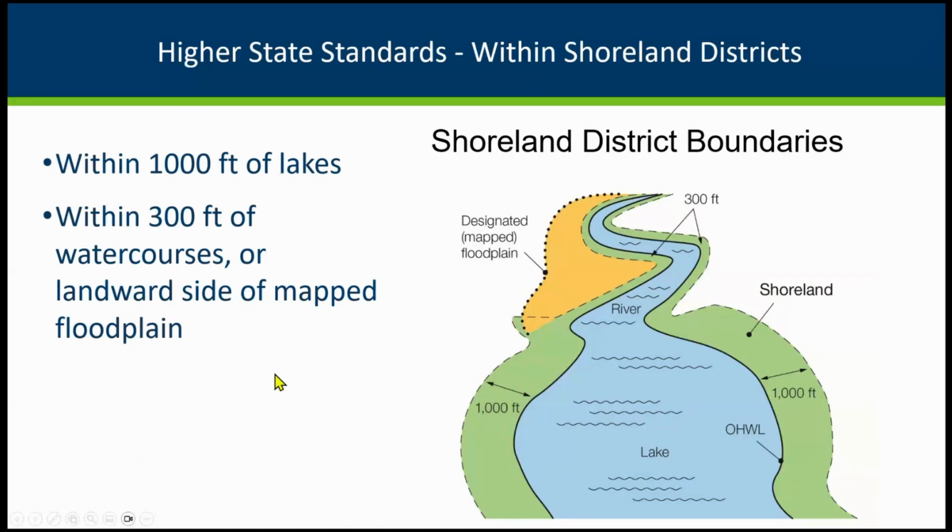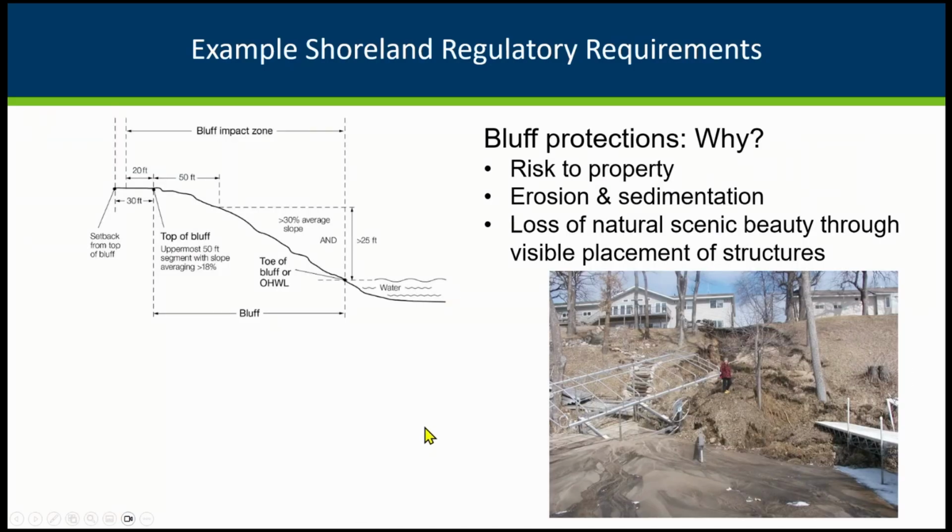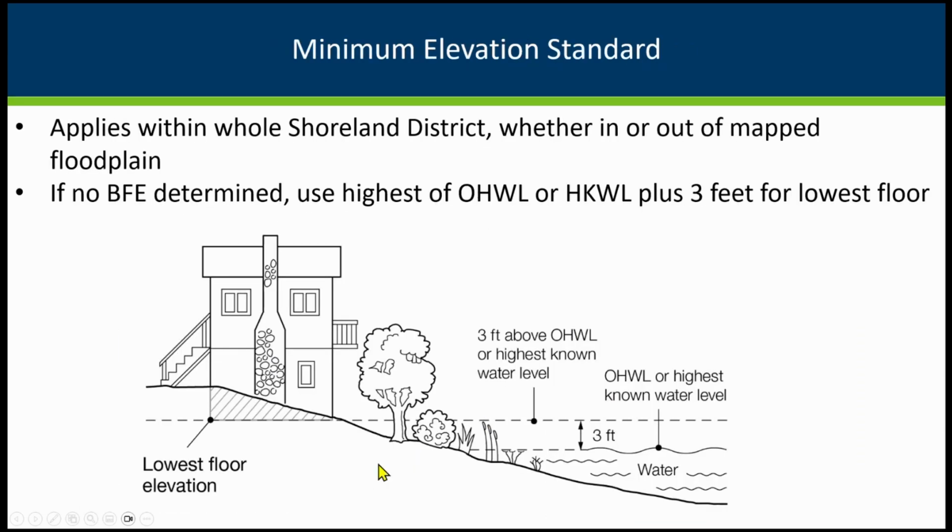We also have our shoreland regulations. So we're regulating within 1,000 feet of lakes that meet minimum sizes and within 300 feet of rivers and watercourses, plus the floodplain area that extends landward. And within those shoreland districts, we've got setbacks, we've got lot size requirements, we look at vegetation management, we look at all kinds of higher standards here. We've got bluff protections and setbacks from the top of the bluff, impervious surface limits. Within the entire shoreland district, we have the minimum elevations that we have in our floodplain regulations.